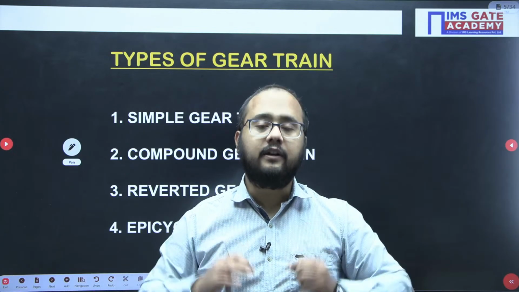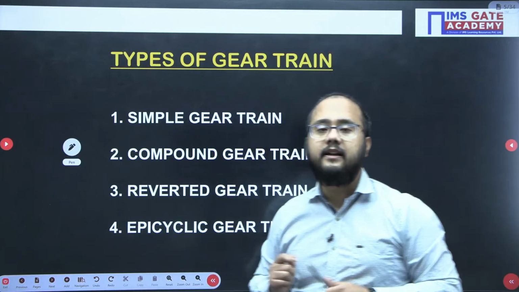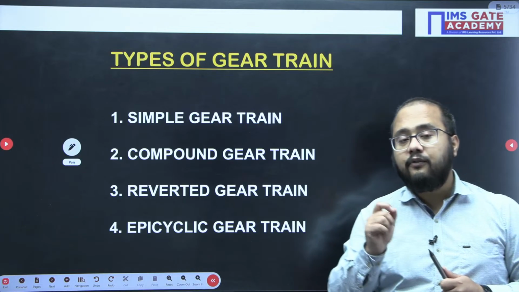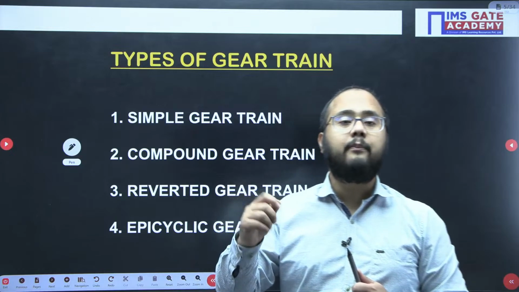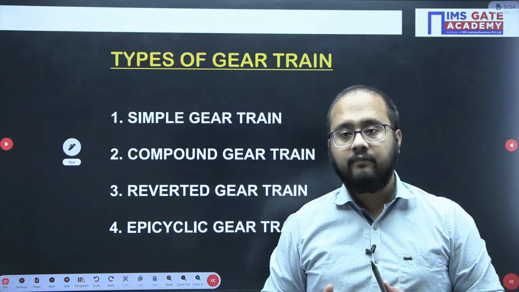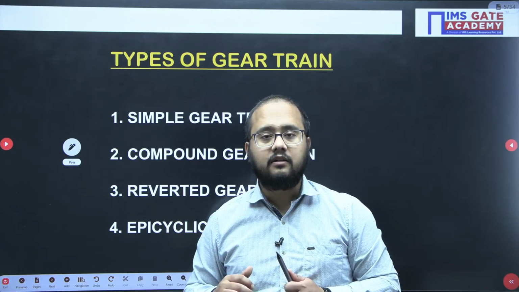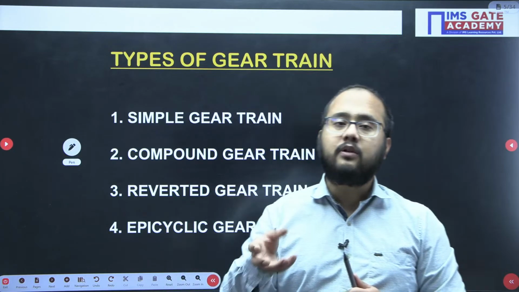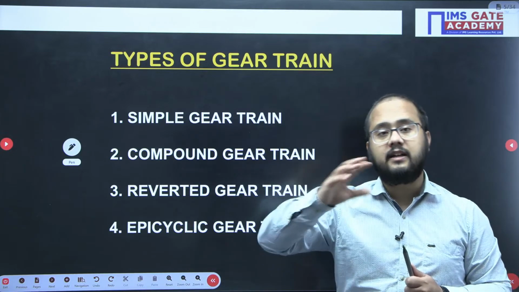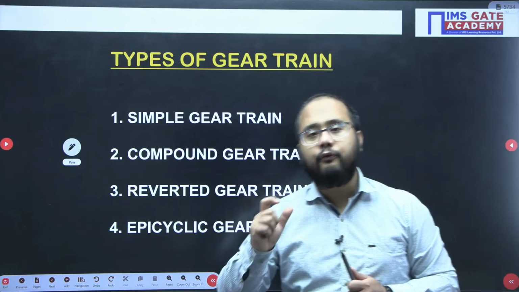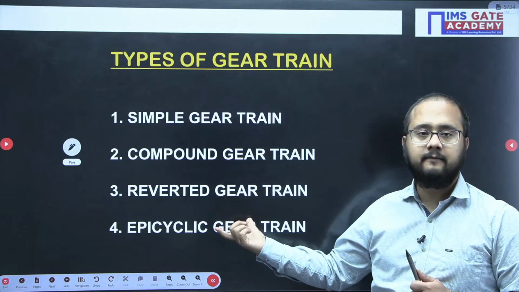And the final one, epicyclic gear train, most important. In the case of epicyclic gear train, the gear will be rotating about its own axis, and also it is going to rotate about another gear's axis. So there will be 2 motions involved in the case of epicyclic gear train. So gears are not rotating about their own axis only. That is the difference you will observe in epicyclic gear train compared to other gear trains, right?